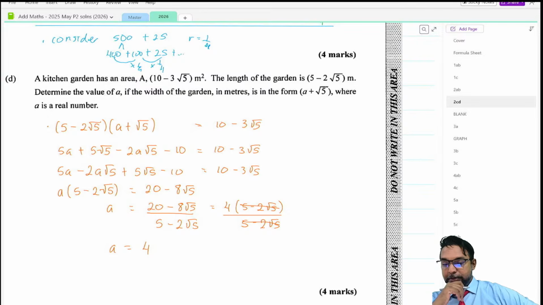And then in the numerator, on top, you would have gotten 20 minus 5 root 5. And the 5 would go into it. Alright, interesting. I like that way.